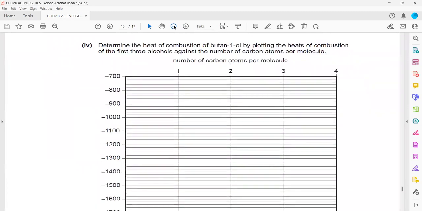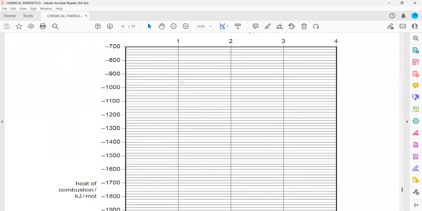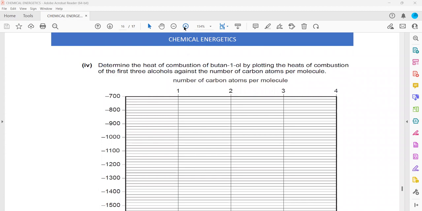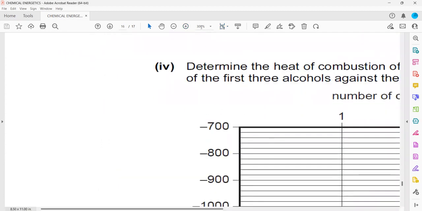So we actually work out the values from the table. There are 5 lines between 700 and 800, so each line is representing 20. Means the first line below the 700 is minus 720, minus 740, minus 760, minus 780, minus 800. So each line is representing 20.